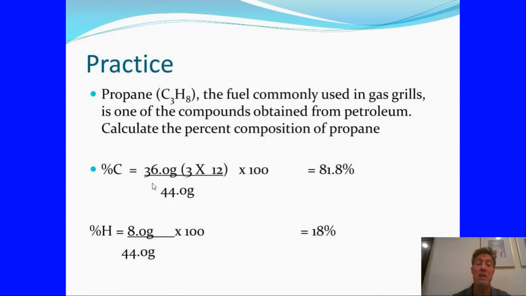The percent of carbon is going to be the amount that's carbon, 36 grams, which was 3 times 12, over the whole compound, 44, times 100. So it's 81.8% carbon. The hydrogen is 8 grams of the total 44. Do the math, divide that, multiply by 100, we get 18%. And if we round to significant digits, we get 82% and 18%, which together combine to 100%.